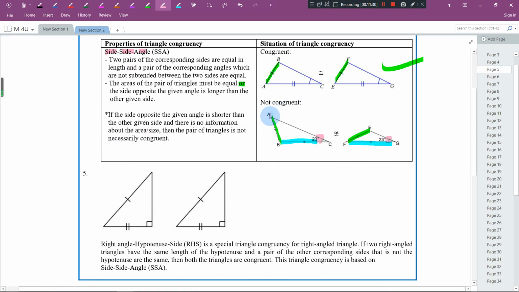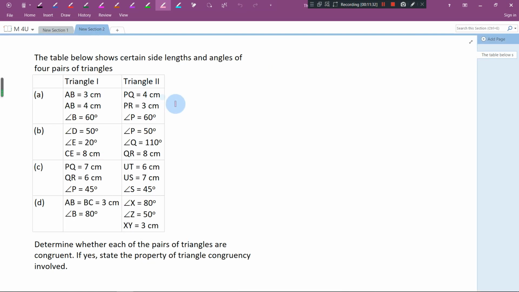Okay, now let's look at a few examples. The table below shows certain side lengths and angles of four pairs, yes, 1 pair, 2 pair, 3 pair and 4 pair. Okay, now we have 4 pairs of triangles. We want to determine whether each pair of triangles is congruent. If yes, state the properties of triangle congruency that are involved.